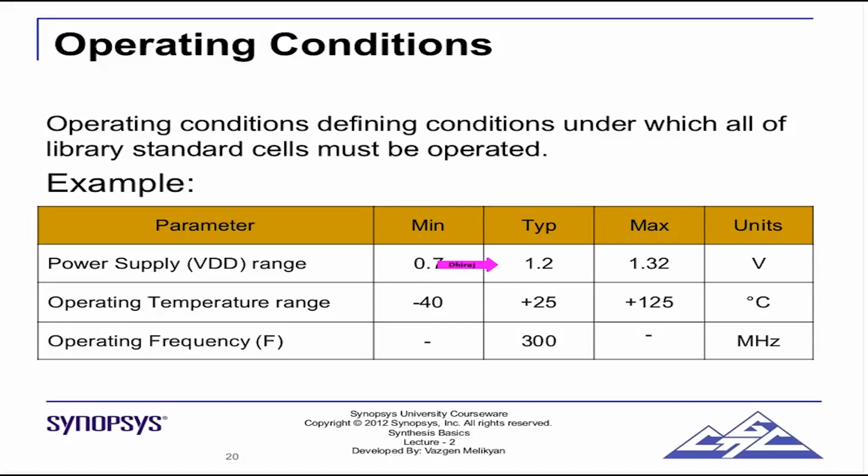Then there is the operating temperature. If the chip is being operated in a hot environment, the temperature will be higher for that particular chip. If it is sitting in a cold area, then the temperature will be lower. So this will also affect the speed of operation. And then operating frequency is the design spec again.